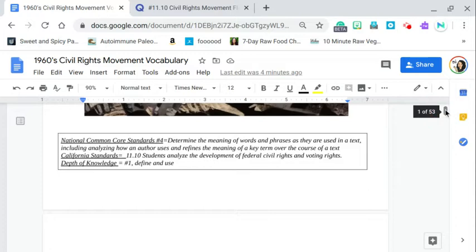The Common Core that we are addressing is number 4, which is to determine the meaning of words or phrases as they are used in a text or in a context. In this case, the California standard is 11.10. Students analyze the development of federal civil rights and voting rights. And we are addressing depth of knowledge 1, which is define and use terms.